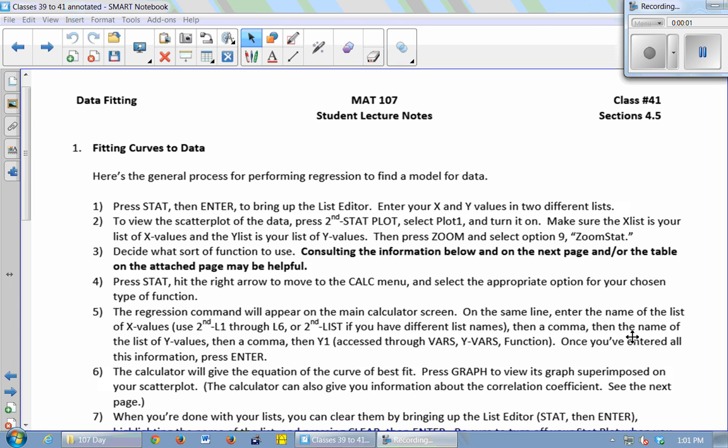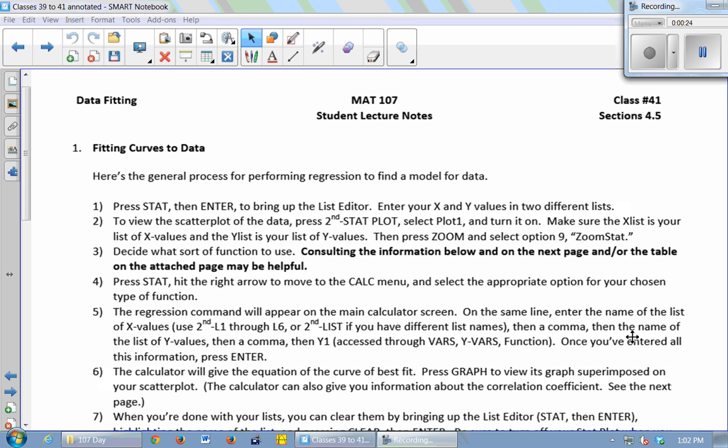New material of the semester. It's really just pulling a lot of stuff together that we've talked about in the past. So we're going to be fitting curves to data. We have fit lines to data, and we have fit polynomials to data. Today we're going to talk about fitting exponentials and logistics to data as well, and logarithmic functions.